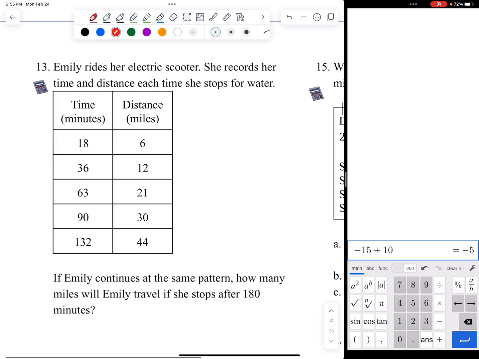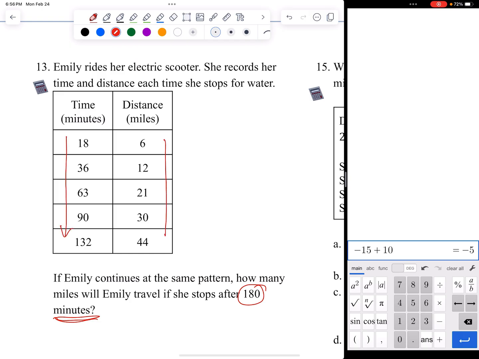Sweet. Emily rides her electric scooter. She records her time and distance each time she stops for water. If Emily continues at the same pattern, how many miles will Emily travel if she stops after 180 minutes? So, in other words, we just got to figure out the pattern, no? So, is there a pattern going this way?